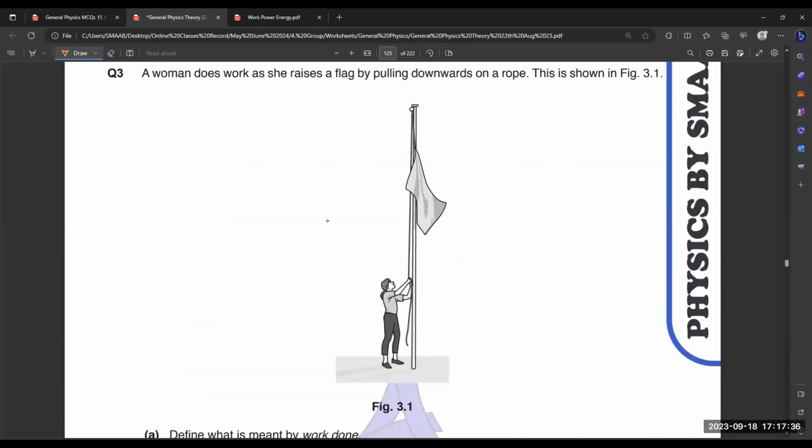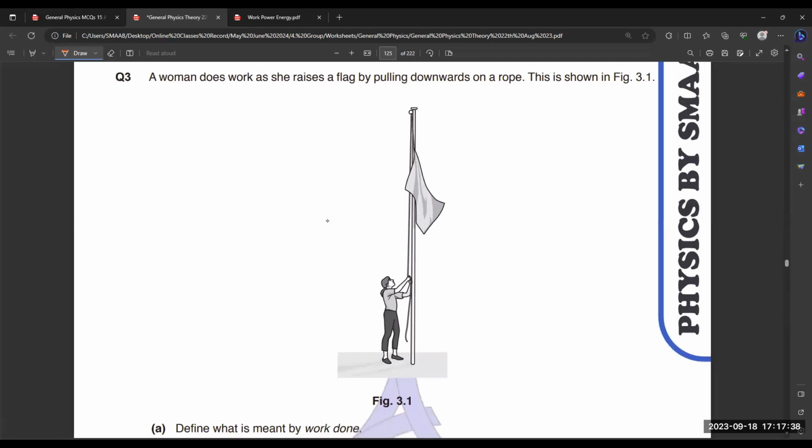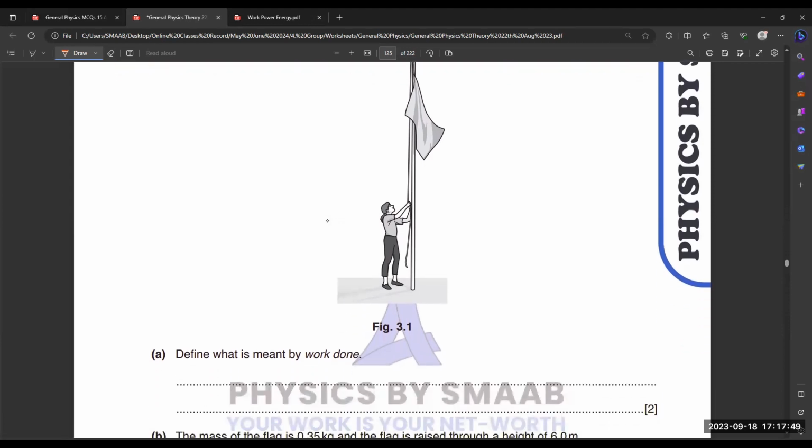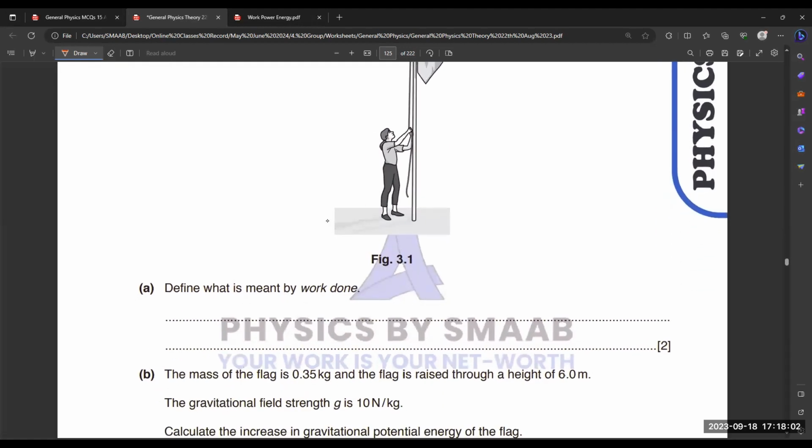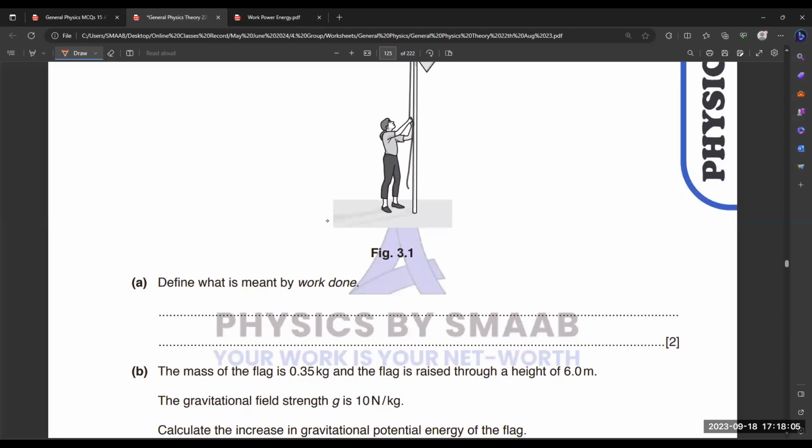This is related to the work done. So a woman does work as she raises a flag by pulling downwards on a rope. The diagram is in front of you, so you can easily identify what is actually going on. And the next part is define what is meant by work done. And you all know about work done. What is the definition of work done? Force into distance. Force into distance or displacement.